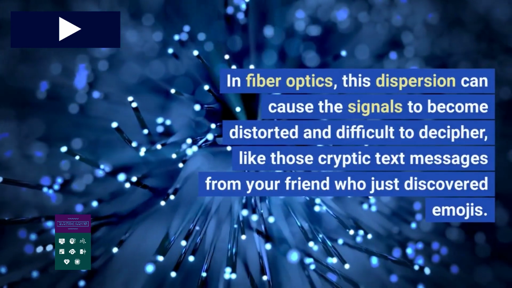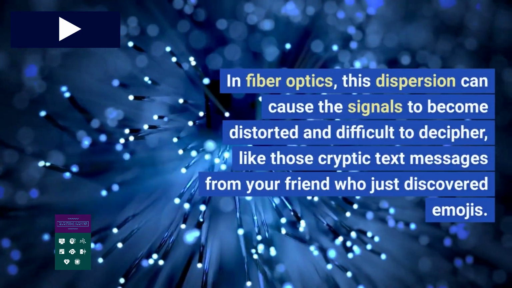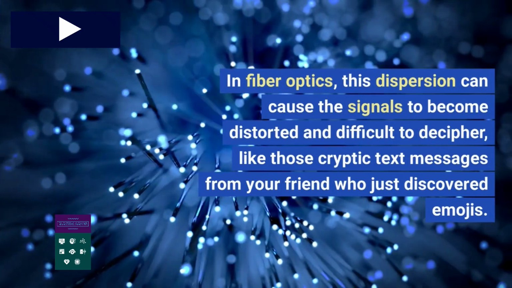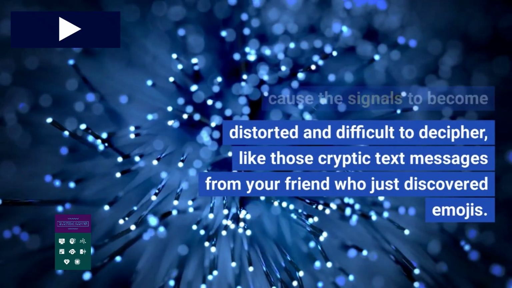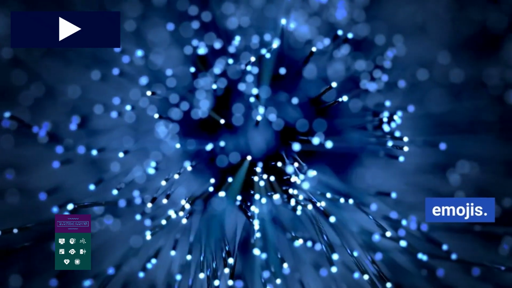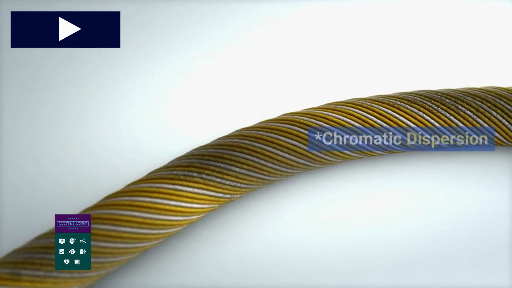In fiber optics, this dispersion can cause the signals to become distorted and difficult to decipher, like those cryptic text messages from your friend who just discovered emojis. Chromatic dispersion.